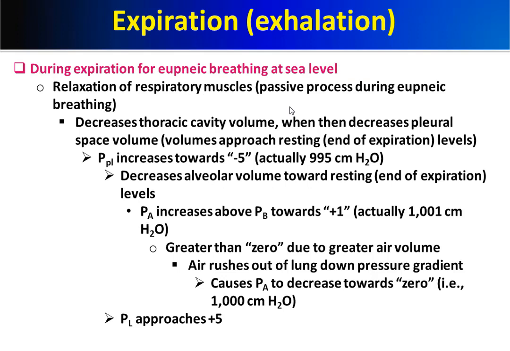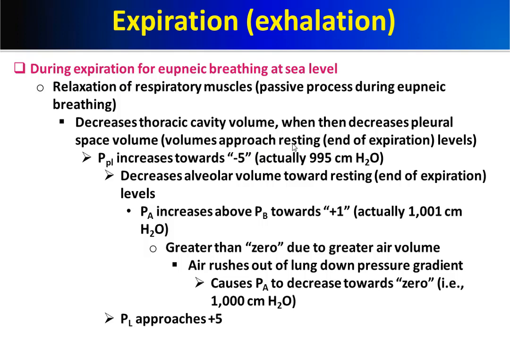So now inspiration ends. What happens next? Expiration. So what happens during expiration for eupneic breathing at the sea level? Now the muscles of inspiration relax, and the relaxation of the diaphragm and the external intercostal muscles brings back the thoracic cavity to its original volume, and the pleura moves with the thoracic cage, so this decreases the pleural space volume. So now the pleural space volume returns back and approaches its resting levels.